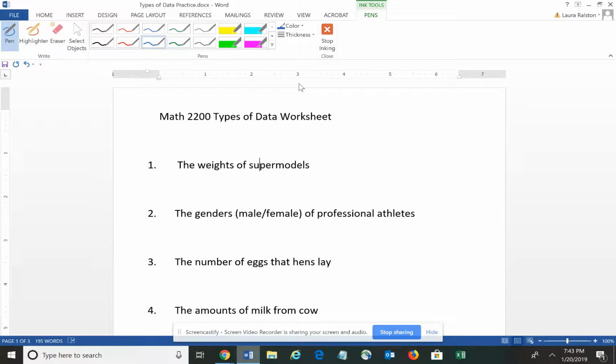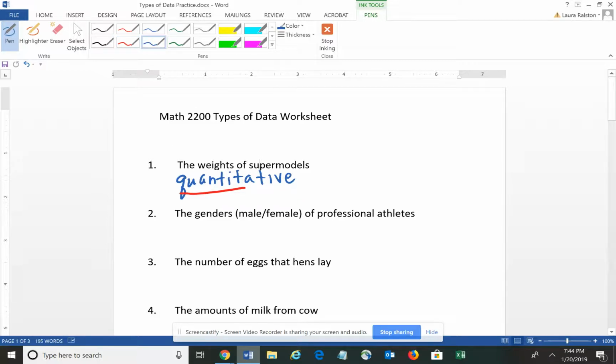So number one says the weights of supermodels. So I'm going to think to myself, what kind of responses would I get if I walked up to a supermodel and said, how much do you weigh? Well, she's going to reply, you know, maybe 110 pounds. Or 115 pounds. So in that scenario, she's going to respond with a number, which means that it is definitely quantitative. It's a number. Quantitative is the adjective form of the noun quantity. It almost has that sense of counting. So if it's a number, it's going to be quantitative.